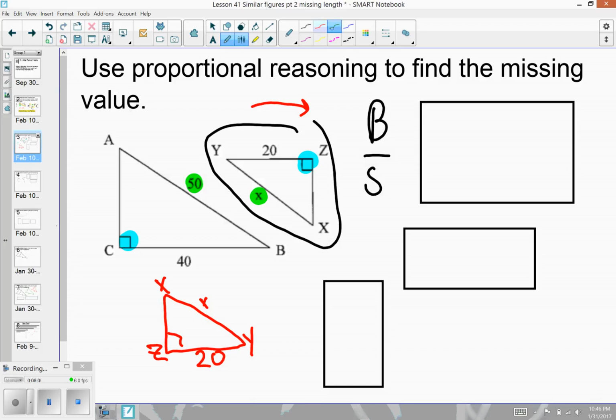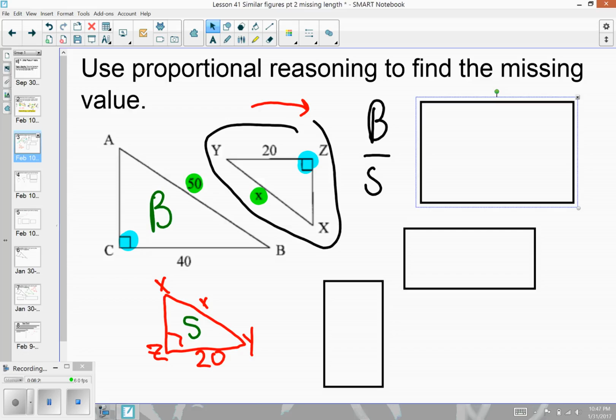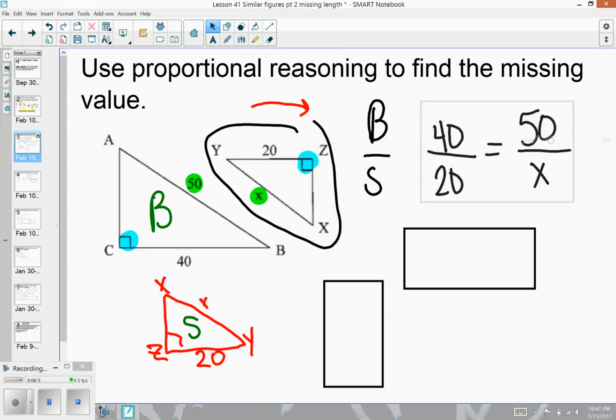Let's go ahead and identify. We're going to say this is our big shape, this is our small shape. All right, so let's set up the proportion. Always start with the one ratio that you know, and then the second ratio is the one that you're trying to find out. If you did it, then you got 40 is to 20, that's the one that's known, and the missing part is 50 over X.